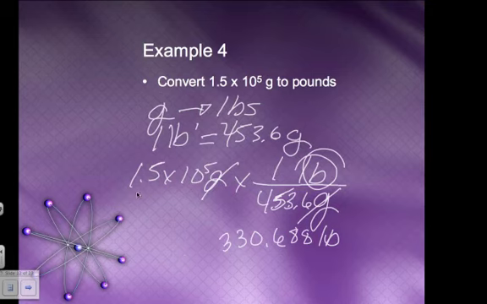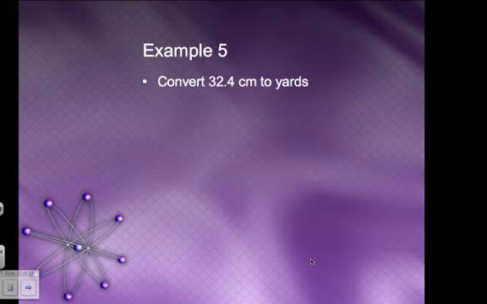I'm going to check to make sure I have the correct sig figs. My conversion has 2, or my measurement has 2, so my answer should have 2. This is my first sig fig. Second should be 330 pounds. That's my rounded. Let's do another one.